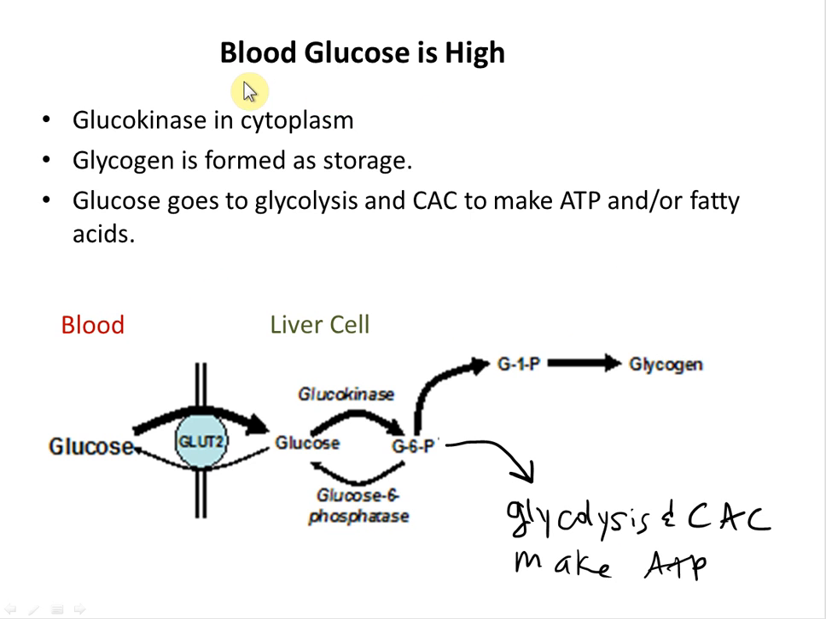So when blood glucose is high, then in the liver, glucokinase is in the cytoplasm. Remember, glucokinase is the enzyme that will put a phosphate on glucose so that it will stay in the liver cell. And then that glucose 6-phosphate can be used to form glycogen, or it can be used in glycolysis and the citric acid cycle to make ATP or fatty acids. So that's what happens when blood glucose is high.